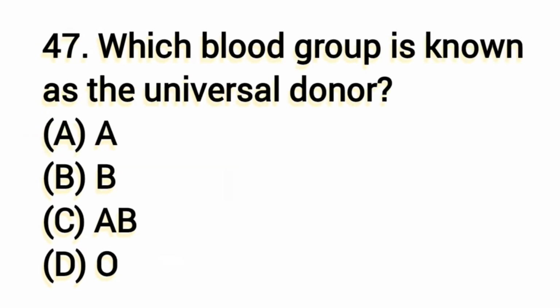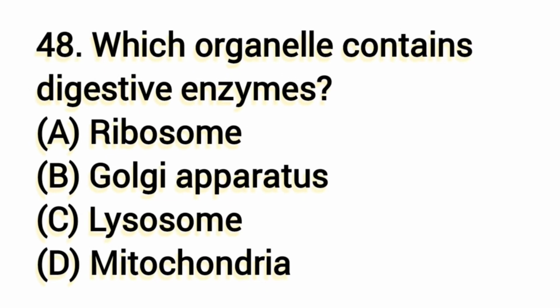Ethylene. 47. Which blood group is known as the universal donor? A. B. B. C. AB. D. O. Answer is D. O. 48. Which organelle contains digestive enzymes? A. Ribosome. B. Golgi apparatus. C. Lysosome. D. Mitochondria. Answer is C.